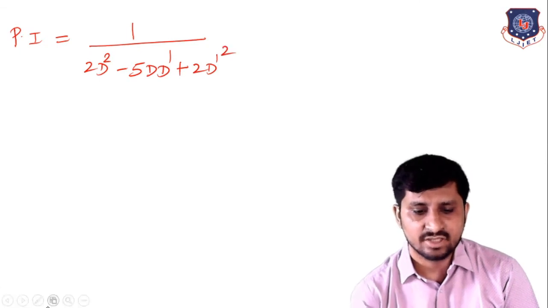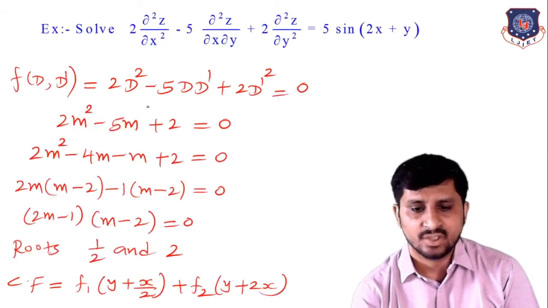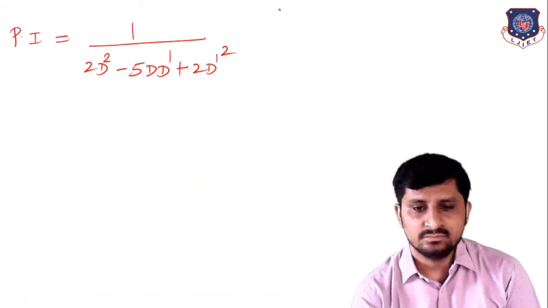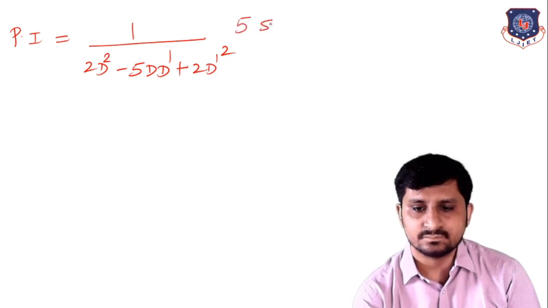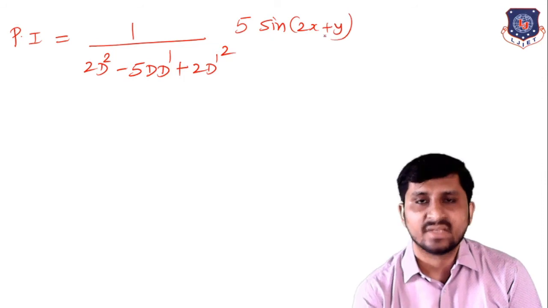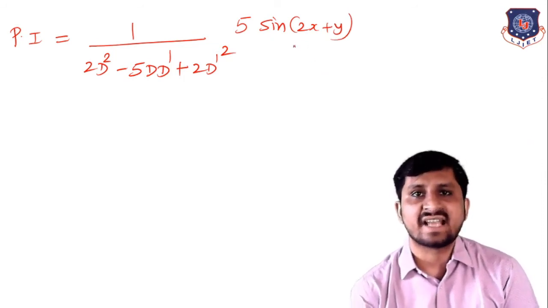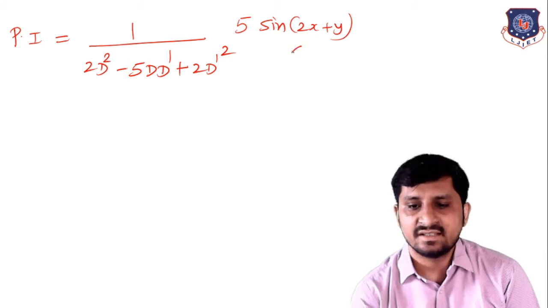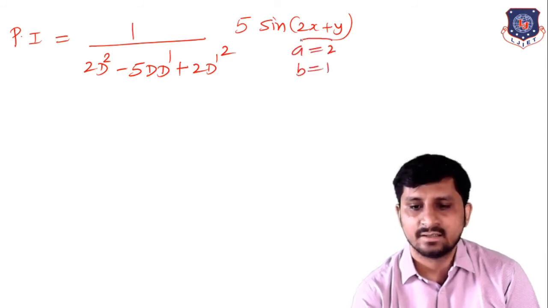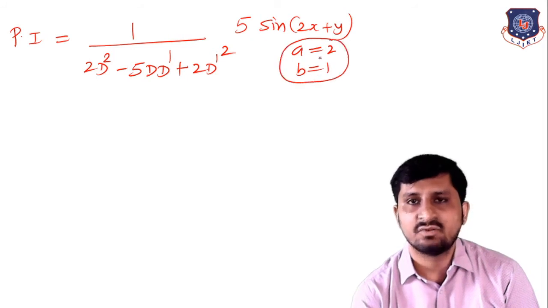And what is the function? Function is, let me show you. Okay, correct, f of D, D dash I write, and the function is 5 sin(2x plus y). So here I write 5 sin(2x plus y). Now as you all know, compare with sin(ax plus by). So a is equal to 2 and b is equal to 1, correct?